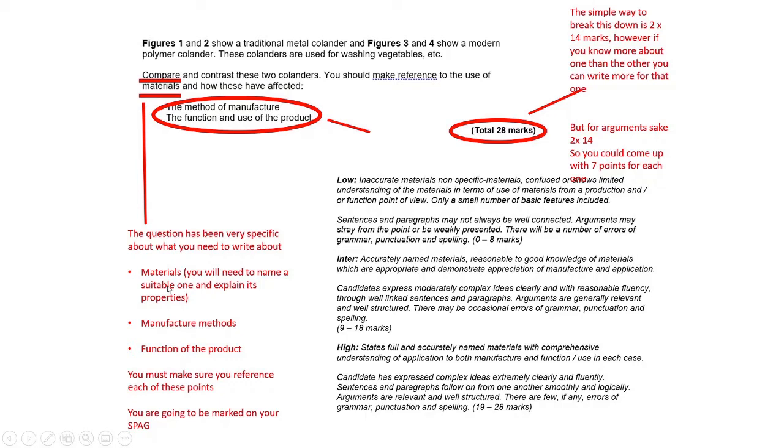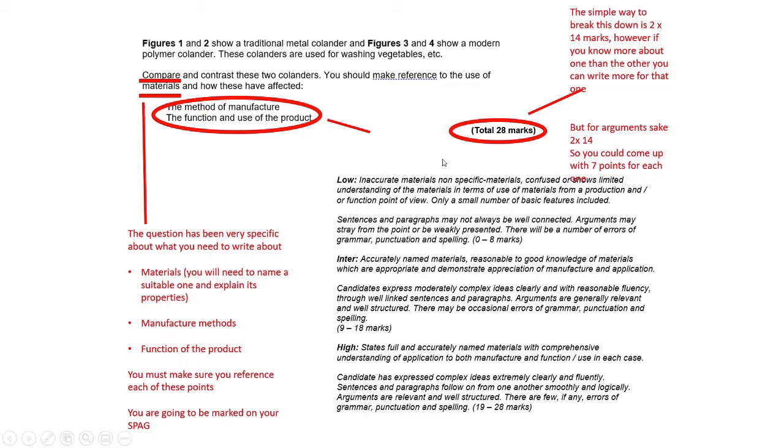So the question has been very specific about what it wants you to write. It said you're talking about materials. That means you're going to have to explain about their properties and what makes them suitable. It said it needs to talk about the manufacturing method. So again, that's linking back to the materials. It's asking you to talk about the function of the product as well. So you need to make sure you reference each one of these points. Because they are long mark questions, remember it does mean you're going to be marked on your SPaG. So make sure any technical language is used correctly.